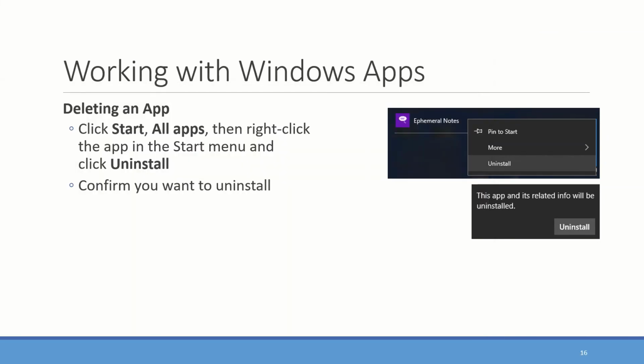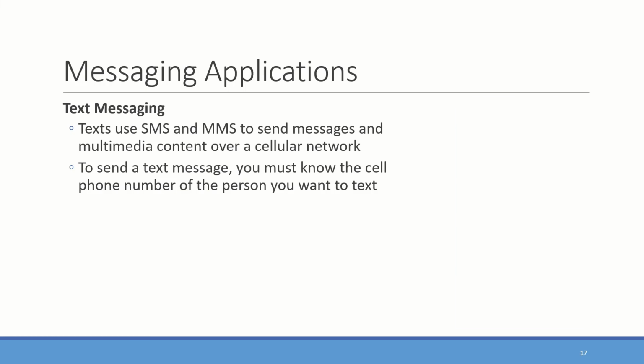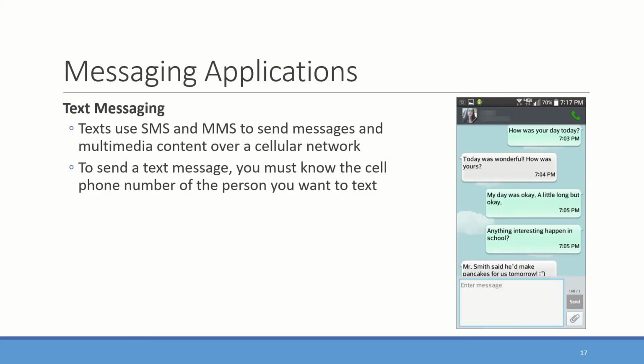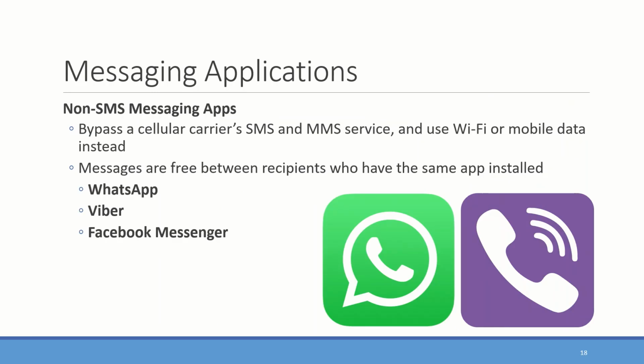There are many messaging applications available nowadays. First one is the text messaging. It uses SMS and MMS to send messages and multimedia content over a cellular network. To send a text message, you must know the cell phone number of the person you want to text. There are also non-SMS messaging apps. This bypasses a cellular carrier's SMS and MMS service, and you can use Wi-Fi or mobile data instead. Messages are free between recipients who have the same app installed. Examples are WhatsApp, Viber, and Facebook Messenger.